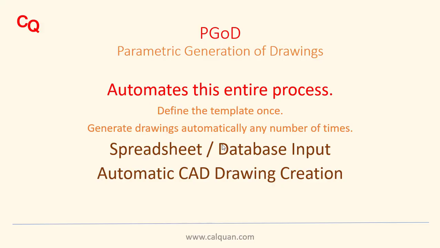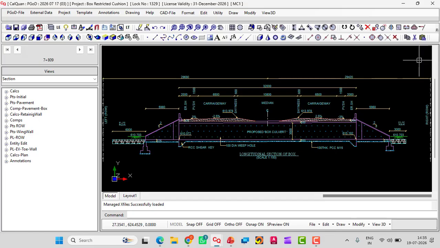For imagination, think of it this way: you have a spreadsheet, and based on the spreadsheet, hundreds of drawings are generated with a single button click. Now, what you see on screen is a typical box culvert longitudinal section, the L section of a box culvert. The whole drawing was generated automatically, and that too to scale. It is not a schematic drawing. I will show you the complete drawing. This was only one view.